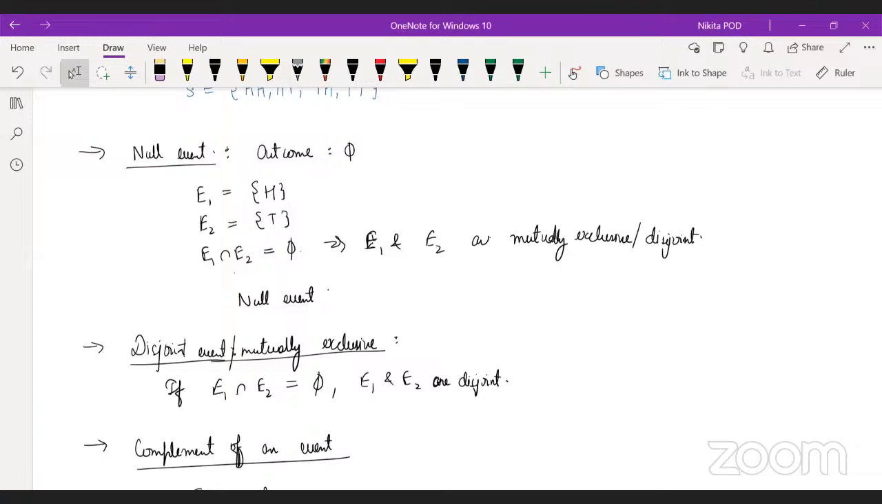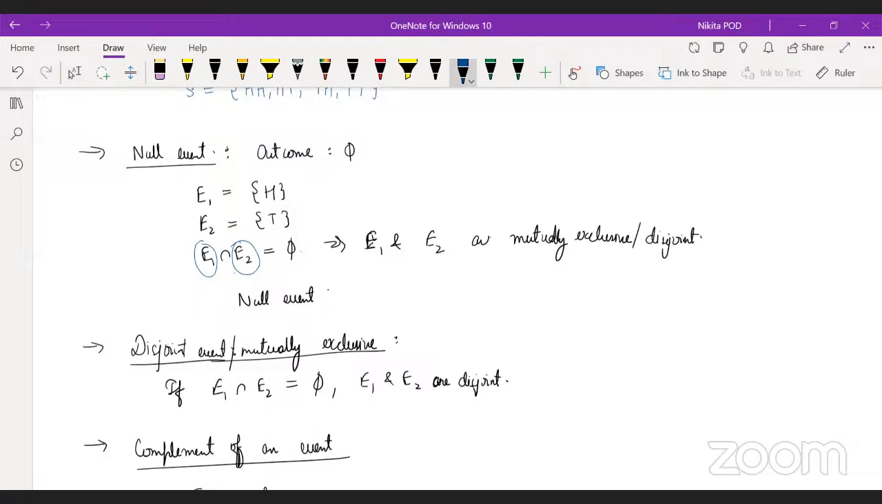Now, on the same line, when the intersection of 2 events is phi, these 2 events separately will be called disjoint or mutually exclusive events. This is what we were discussing in the question from the practice assignment: what is meant by a disjoint event. So if you have 2 events, E1 and E2, or events A and B, such that their intersection is phi, then such events are called either mutually exclusive or disjoint events.